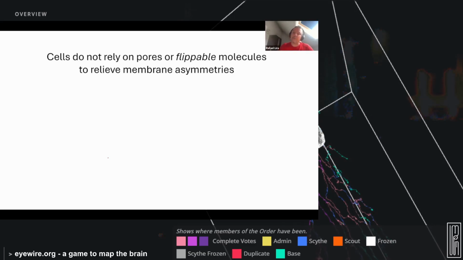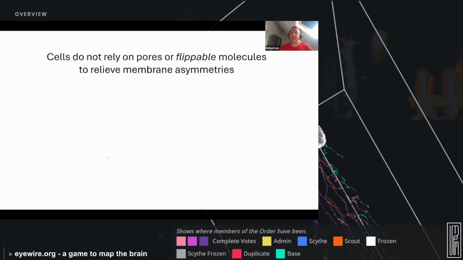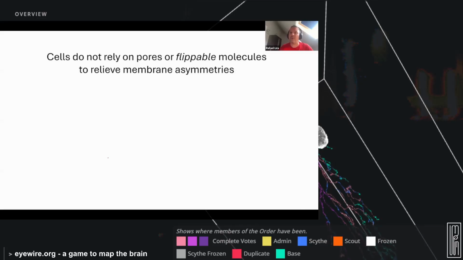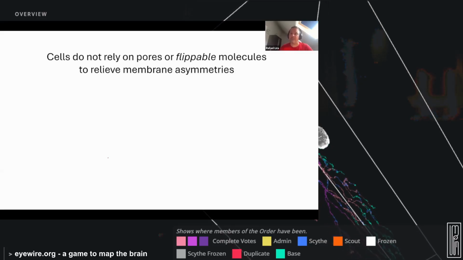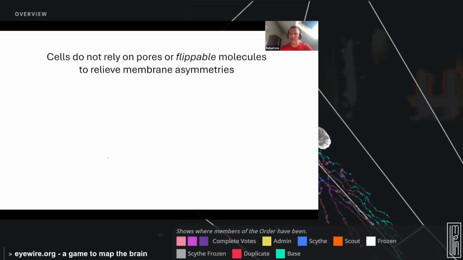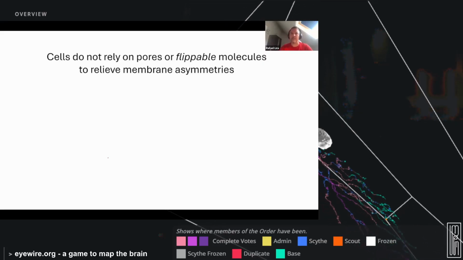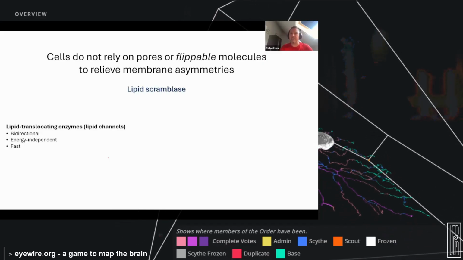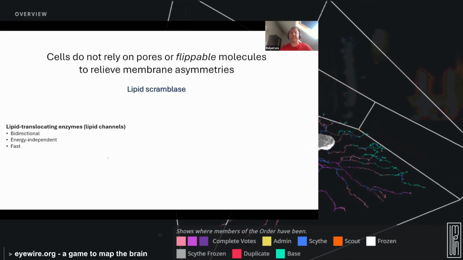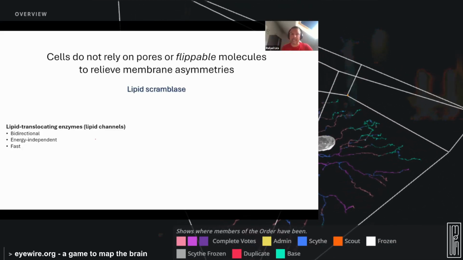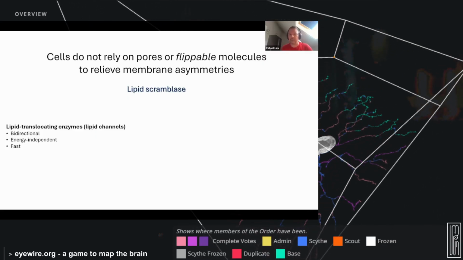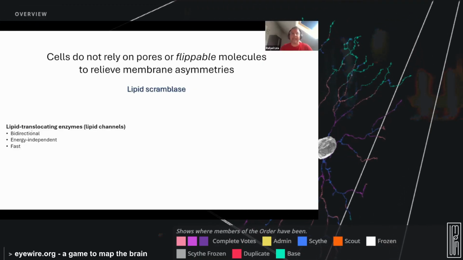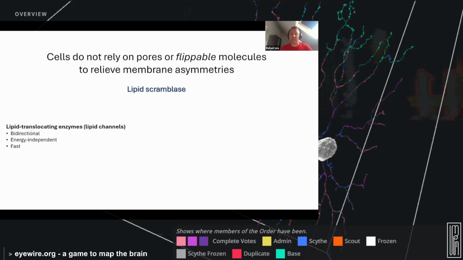Okay, going back to point 2 of the mechanisms used by cells to alleviate such asymmetries. Cells do not rely on pore formation of flip-flop capable molecules to alleviate the asymmetries that grow during growth. Instead, they use lipid flipping enzymes, some of which are lipid scramblases. These are proteins that, like ion channels, are lipid channels. They enable the exchange of lipids bidirectionally in an energy independent manner, and the process is also fast.